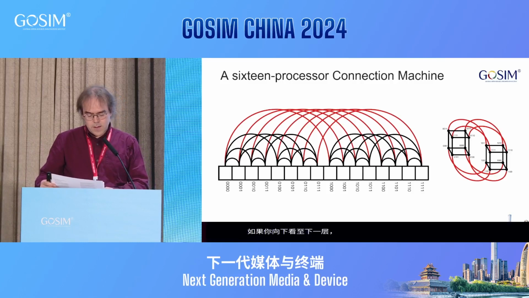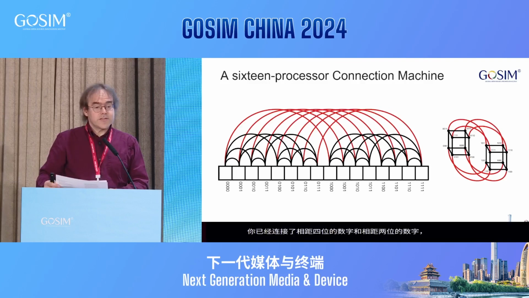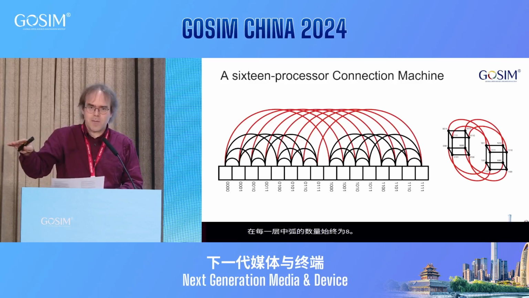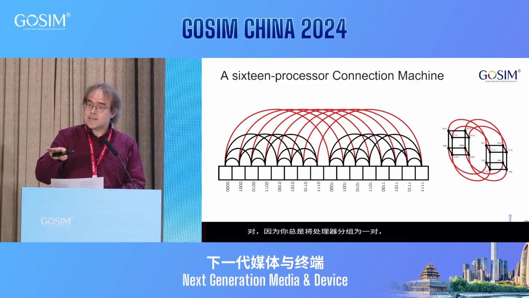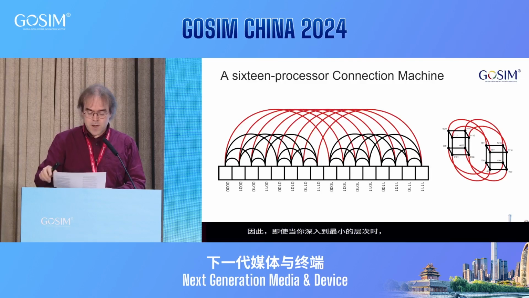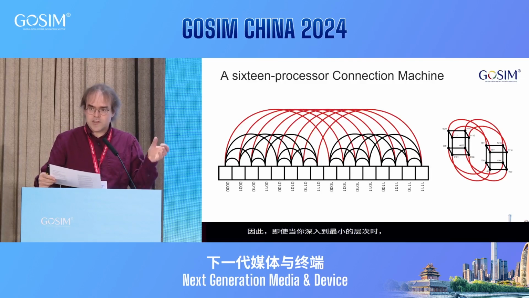Okay, so note that the number of arcs at any given layer is always 8, right? Because you're always grouping the processors into pairs and then connecting the pairs. And so even when you get down to the smallest layer, if it were a tree, you'd have tons and tons of stuff at the bottom, and not too much stuff at the top. That's not what this is. At the bottom layer, you've still only got 8 little arcs, those bottom arcs there, because they're connecting each one to its neighbor.